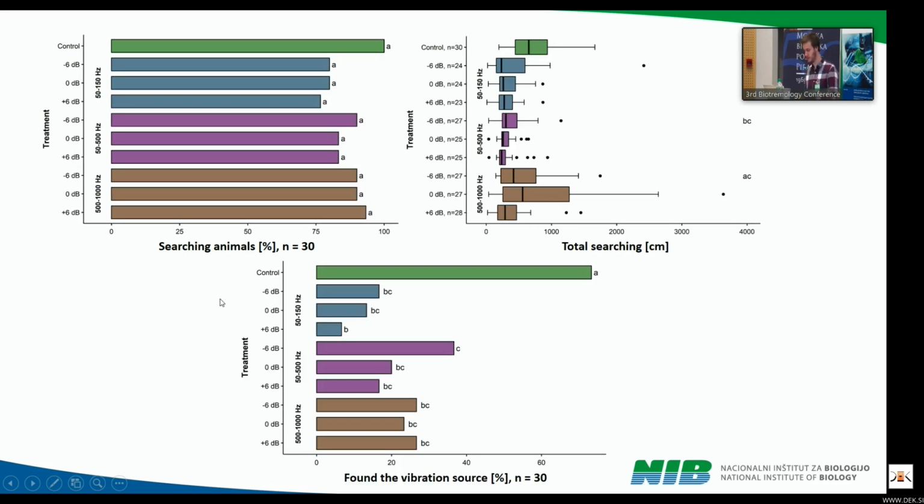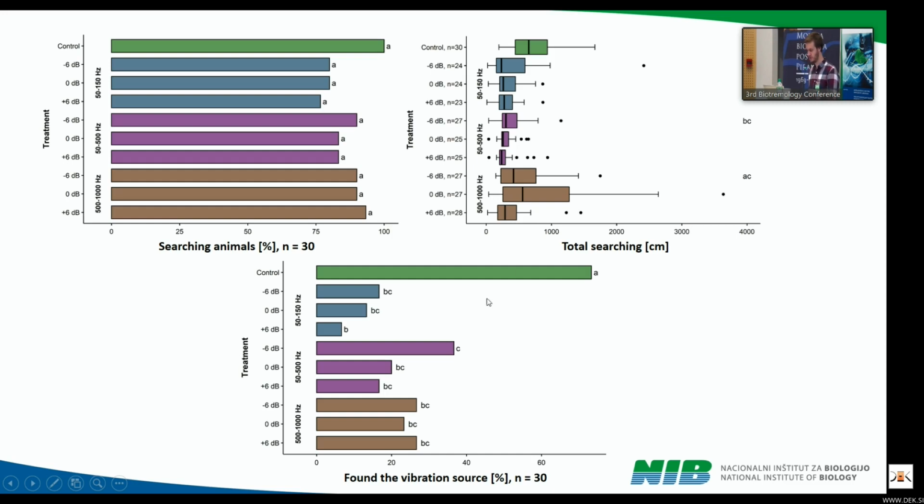Next, we have the searching behavior and localization of the two sources of vibrations. On the upper left chart, we can see that there was no difference between treatments in terms of percentage of searching animals. However, on the right, we can see that in terms of total searching, we can again see that the low frequency noise had influenced the behavior more than the high frequency noise.